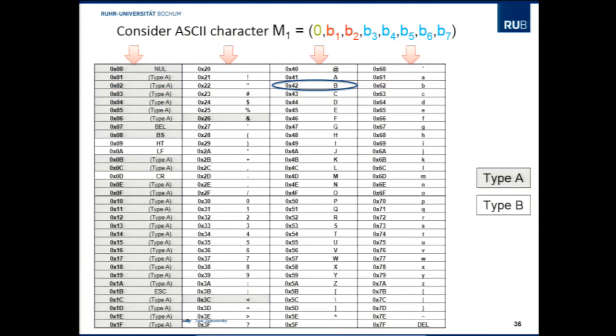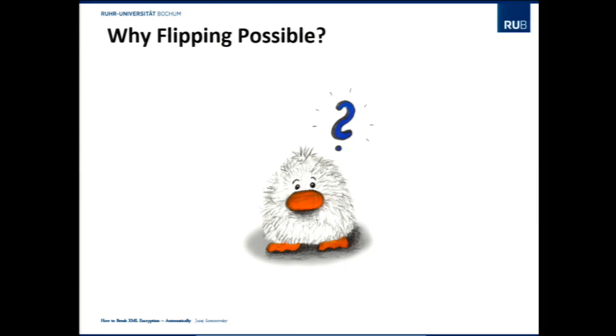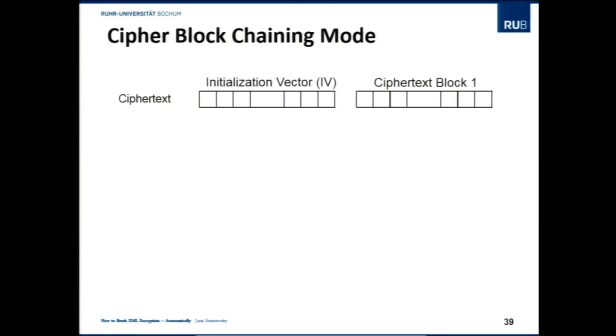Yeah, because if we flip bit 1, we jump to the left, then we get a fault message, and we knew that we are here. Okay, this is just a basic idea behind these attacks. Why is bit flipping possible?